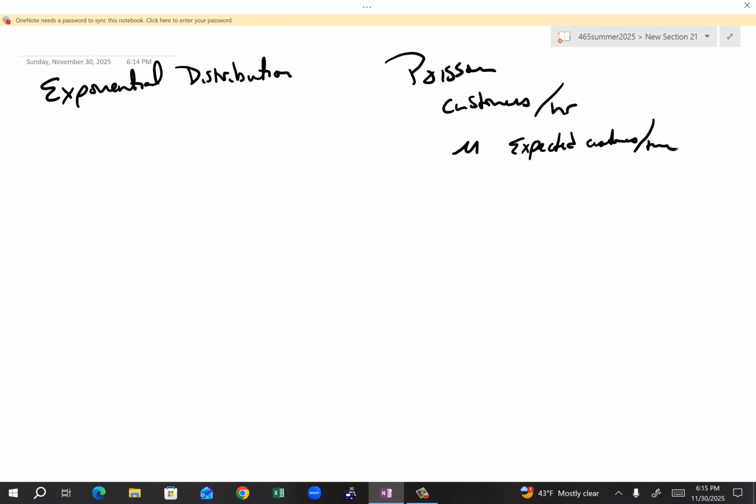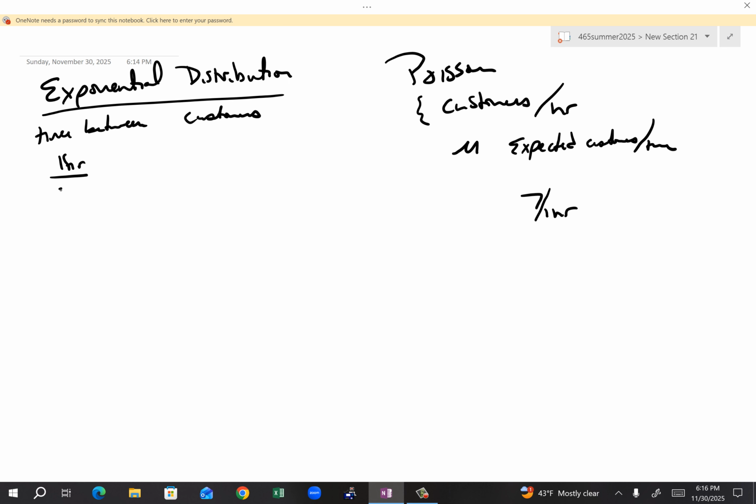Okay, now here's where it gets interesting. This one talks about customers per hour, if you will. This is time between customers. Well, what's that going to look like? It's going to be, let's say we get 7 customers per 1 hour, then the time is going to be 1 hour divided by 7 customers. Are you with me? It's the inverse of it.